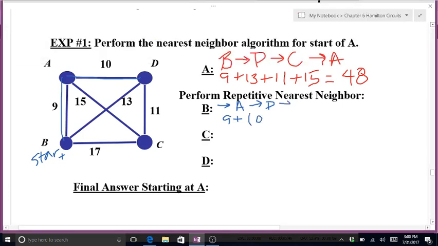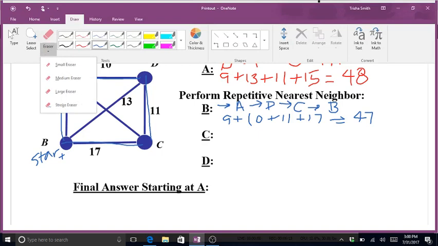So weight of 10. And then of course we have to go to C. So weight of 11. And we must return back to our starting point, which this time was B. So that has a weight of 17. So let's see, 20, 30, 38, 47. And we're going to continue to do this until we've used every vertex as a starting point.